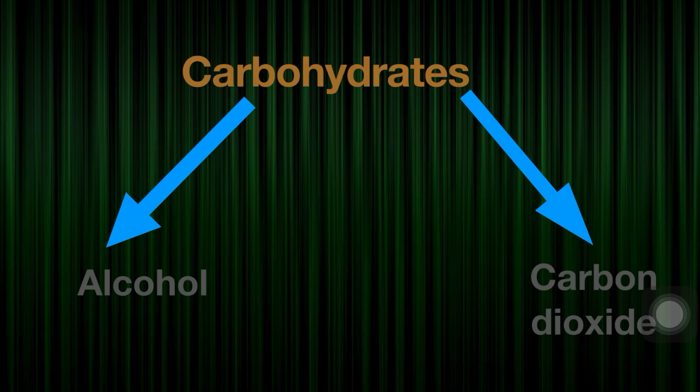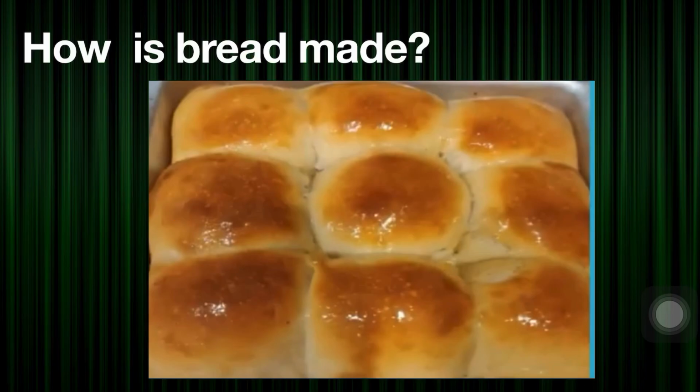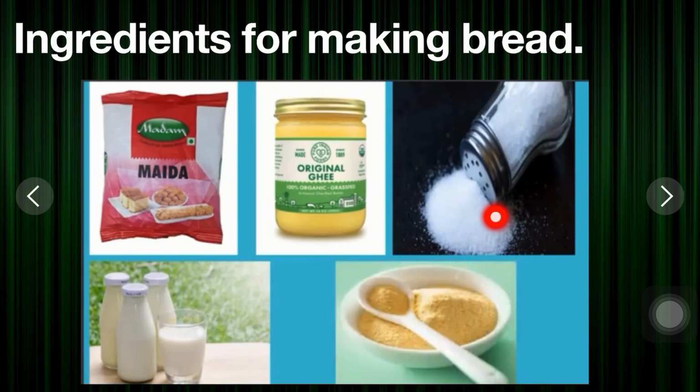So student, how is bread made? Did you think of this? Let's see how this bread is made. First of all, let us see the ingredients for making bread. For making bread you need maida, original ghee, table salt, milk and yeast.